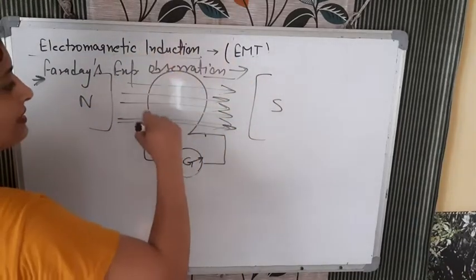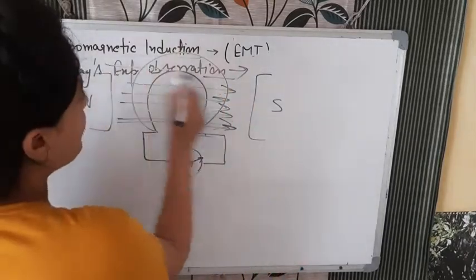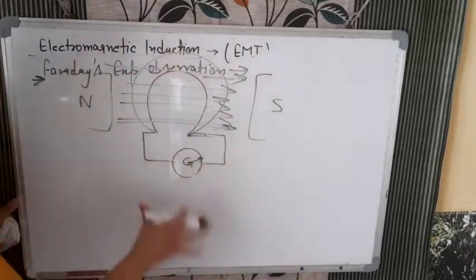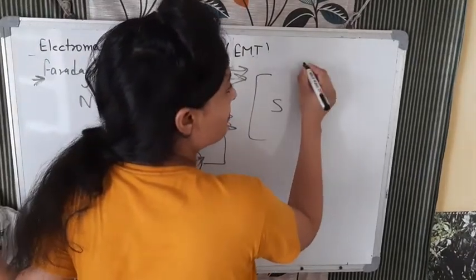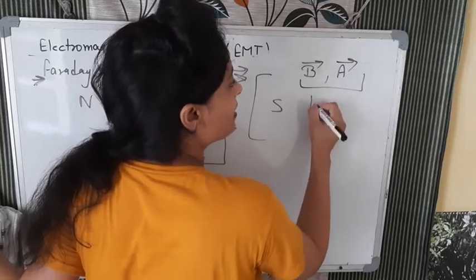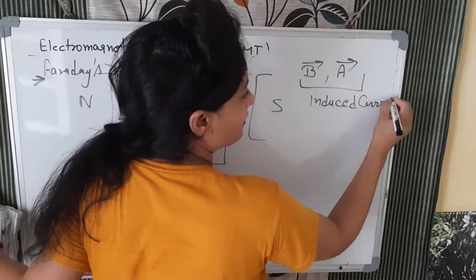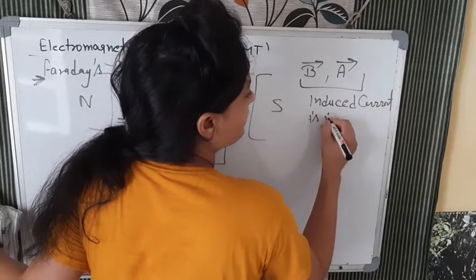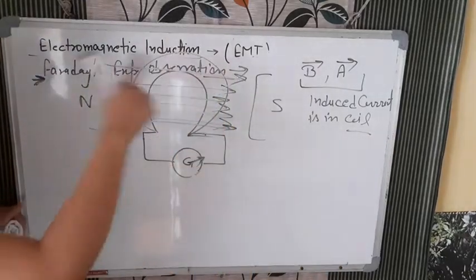When he increased the area, what did he observe again? If area is increasing, more magnetic field lines are there, so due to that also more deflection will be there. So Faraday observed that by increasing the magnetic field and increasing the area, more current is induced in the coil, the conducting coil that we have taken. Current is getting induced there.